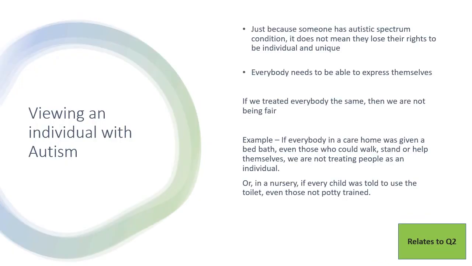Okay, so you've watched the videos, and now we're going to look at viewing an individual with autism. Just because somebody has autistic spectrum condition, it does not mean they lose their rights to be individual and unique. Everybody needs to be able to express themselves. And as we've looked at over the weeks, if we treat everybody the same, then we're not being fair, because we're not all the same. We've all got different needs and different abilities.